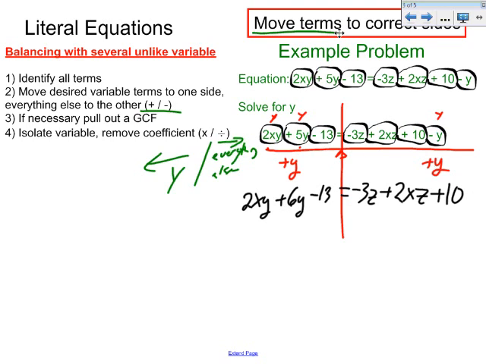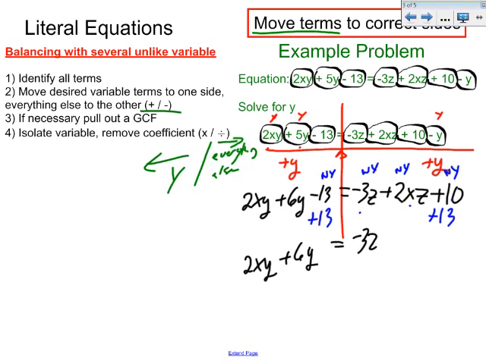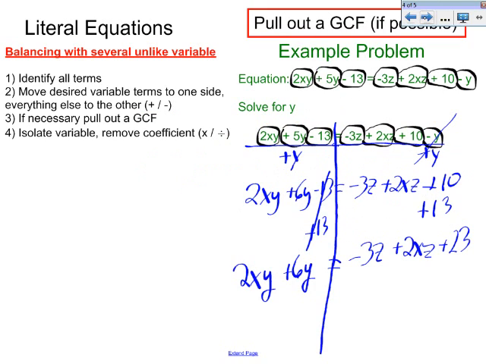Now we're down to 6 terms. Now we want to move the terms that don't have a y to the opposite side. So that negative 13 is on the wrong side, so we add 13. Again, we could add it to any of those terms. I would add it to the plus 10 because those are the same type. They're just plain old numbers. So now we rewrite 2xy plus 6y equals negative 3z plus 2xz, and then 10 and 13 make 23. Alright, so now the y terms are on the left, and everything that's not a y is on the right.